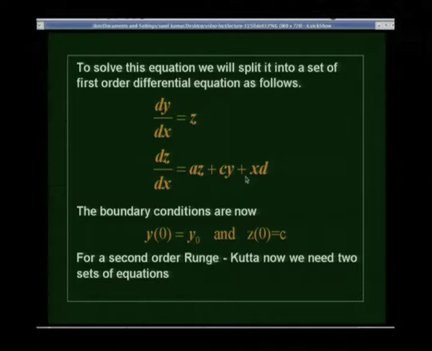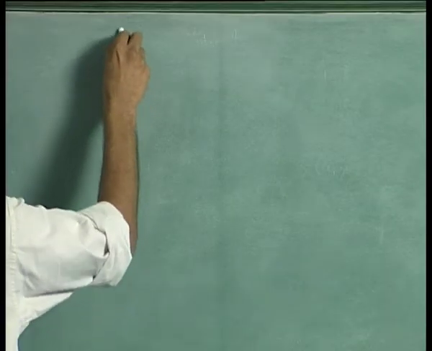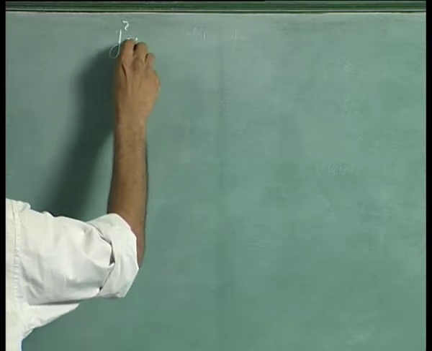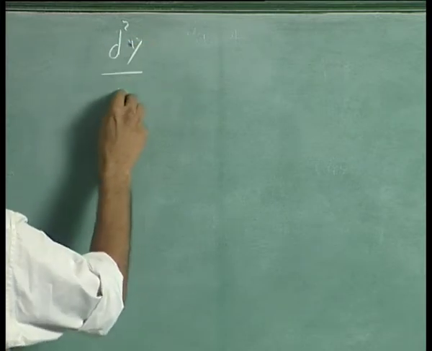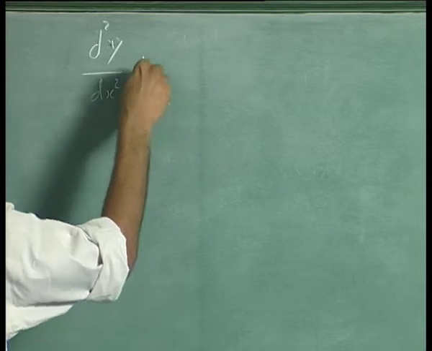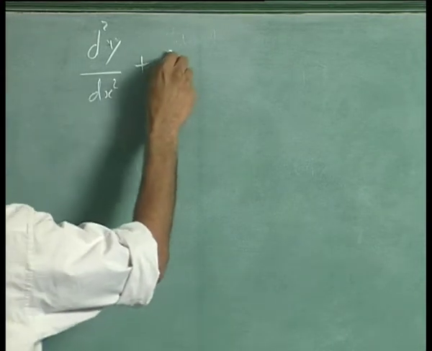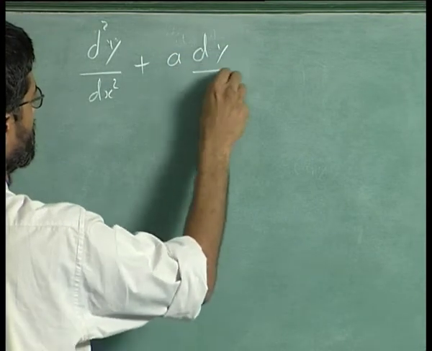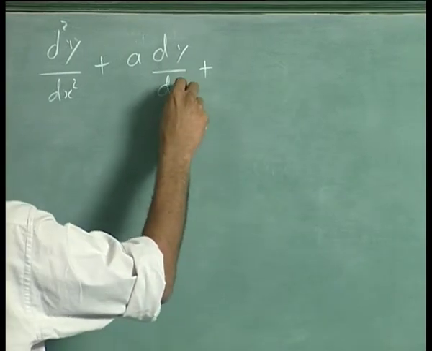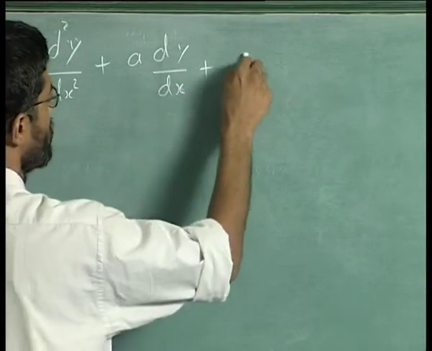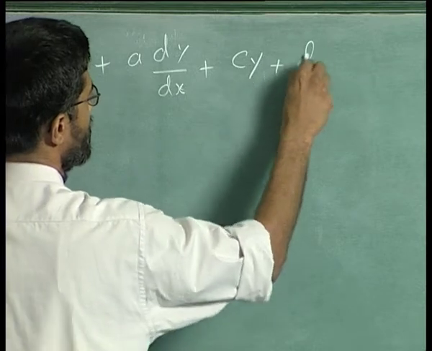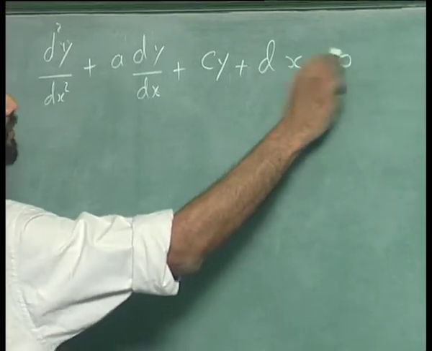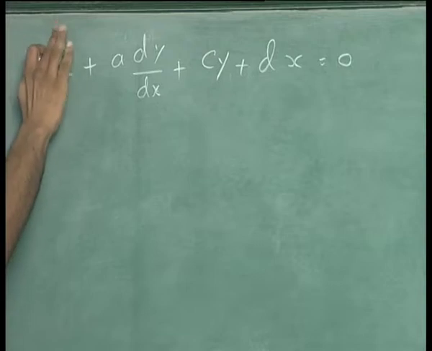Okay, so let me write that. There is a minus sign problem there. So we will write in this form. Our equation was d squared y by dx squared plus a dy by dx plus cy plus d into x is equal to 0.